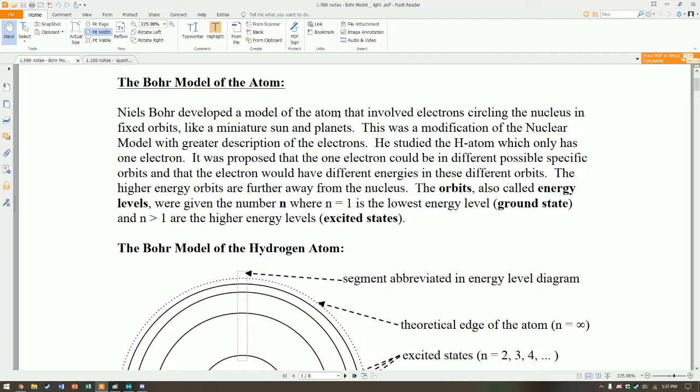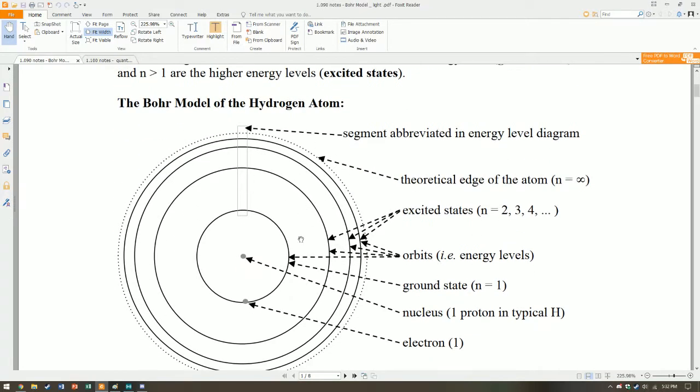So, Niels Bohr developed a model of the atom that involved electrons circulating the nucleus in fixed orbits, sort of like the sun with the solar system. This was a modification of the nuclear model, but one of the key things described is the orbits of the electrons. He basically stated that the electron orbiting the nucleus can only occupy certain orbitals, certain energy levels, if you will. It can only occupy fixed orbits within the atom.